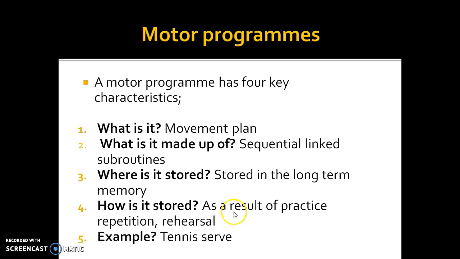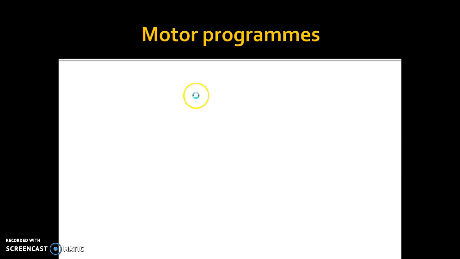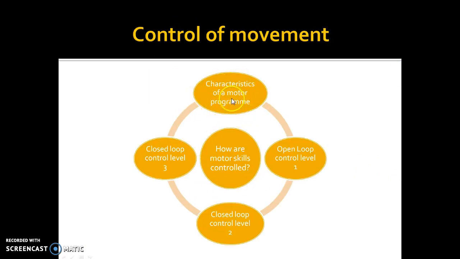Now, finally, we have to have an example, and the example I want you to use is a tennis serve. That is easy. How do we talk about the tennis serve? We talk about it as linked using sequential subroutines. Subroutines, remember, is the term for parts. These are the marks you would need if a question came up. The type of question you would get on this, using a sporting example, is: describe the nature of a motor program. That is your key bit. That's your first component. Looking back up here, you've got the characteristics of a motor program: describe the nature of a motor program, what, where, how, example. They're the key focuses on that.